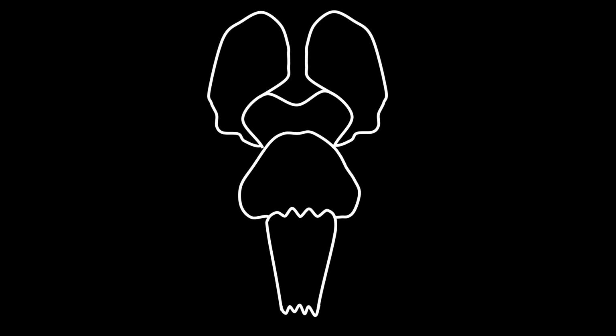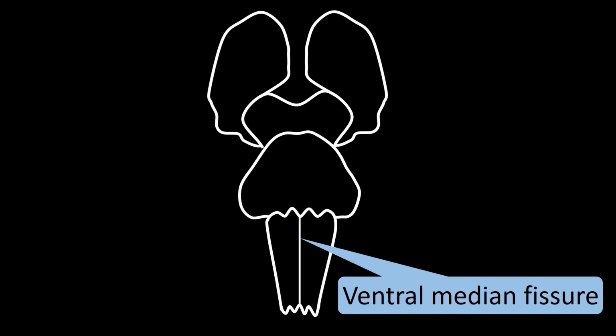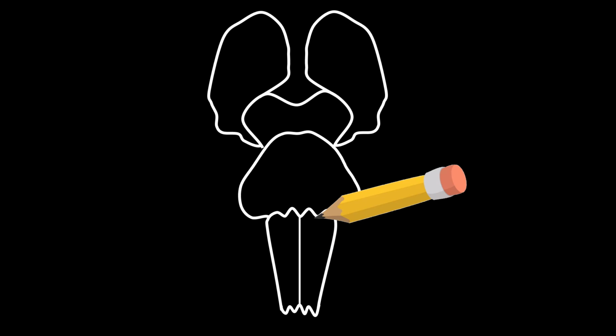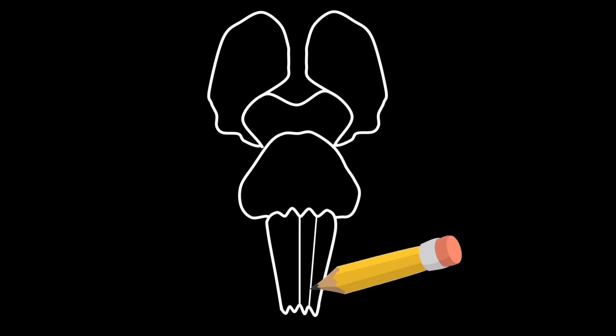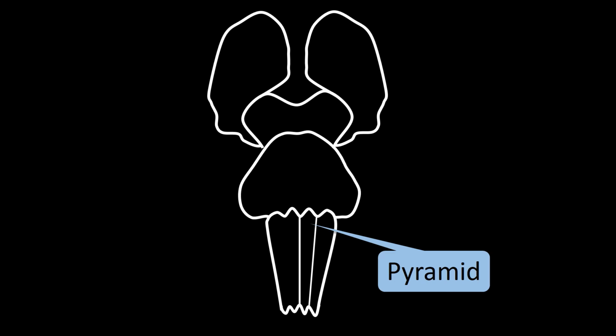Now we will start populating the anterior view, starting by going to the top of the medulla, right in the middle, and drawing a line down. This is the ventral median fissure. Then go to the next dip and do the same. This line represents the ventrolateral sulcus. Between the ventromedial fissure and the ventrolateral sulcus, we have the pyramid, a structure we mentioned a few minutes ago.